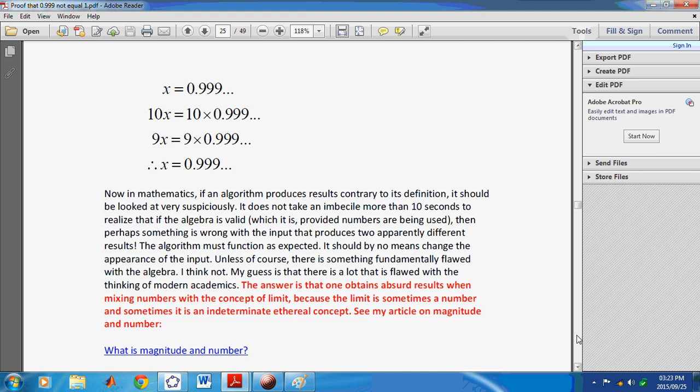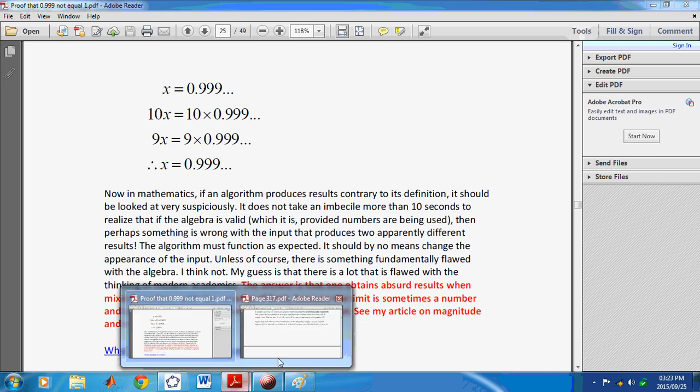Don't you agree? It does not take an imbecile more than 10 seconds to realize that if the algebra is valid, which it is, then perhaps something is wrong with the input that produces two apparently different results. Now, you know, my guess is that there is a lot that is flawed with the thinking of modern academics. The answer is that one obtains absurd results when mixing numbers with the concept of limit, because a limit is sometimes a number and sometimes it is an indeterminate ethereal concept.